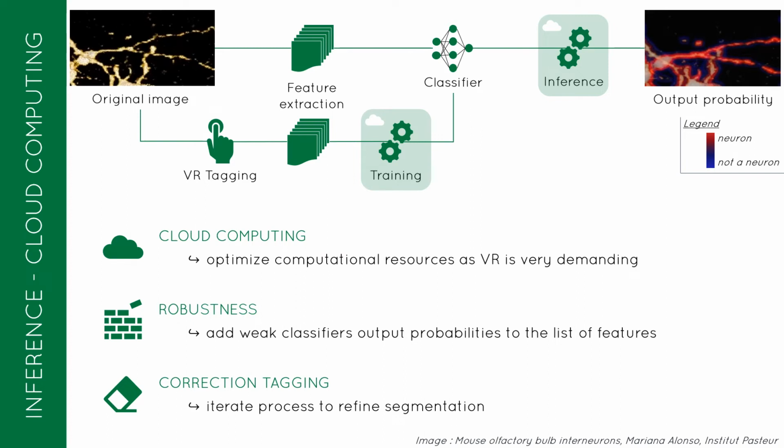To optimize the computational resources, as virtual reality is very demanding, especially in GPU, we implemented a solution with cloud computing to outsource the training and the inference parts. To enhance the robustness of our final classifier, we added weak classifiers whose output probabilities were added to the list of features. We can as well iterate the whole process to refine the segmentation in what we could call a correction tagging step.